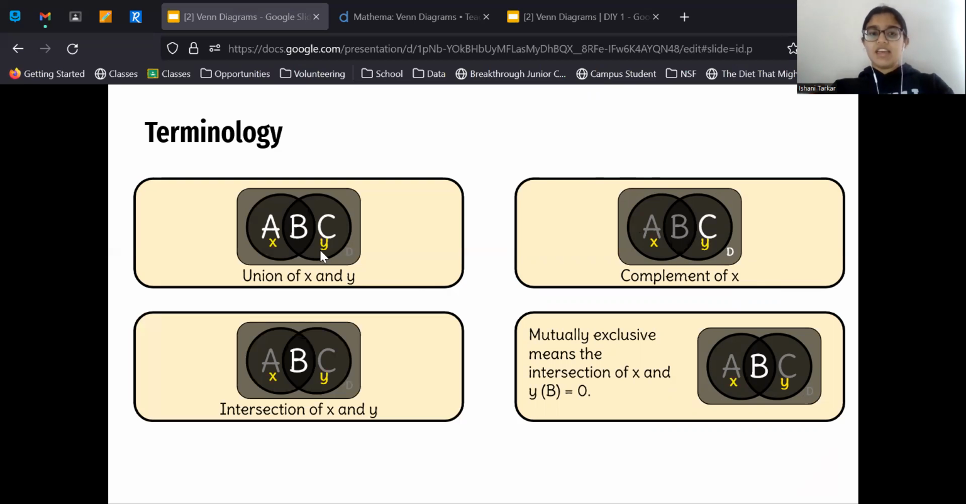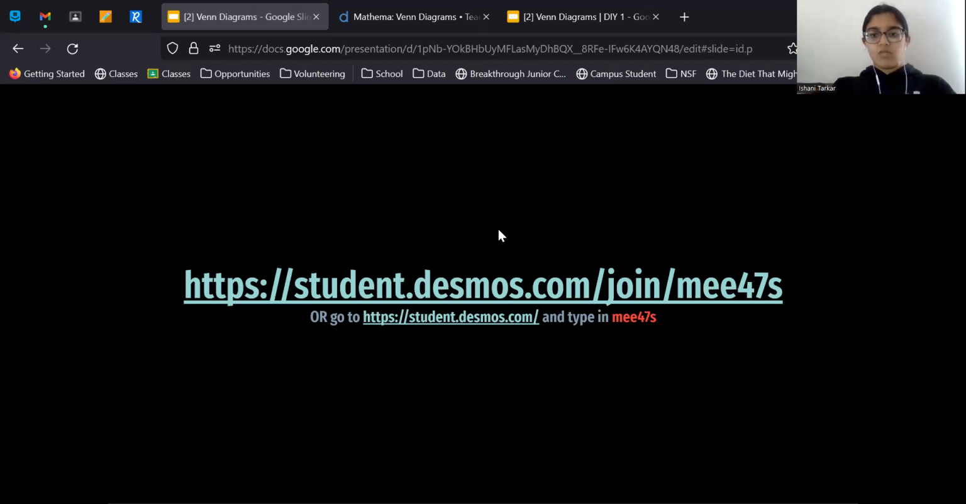The union is the combination of x and y. So the union and the complement are like, okay, never mind. So the complement of x is just everything outside of it, and the union of x and y is everything inside two or more categories, or inside x and y.